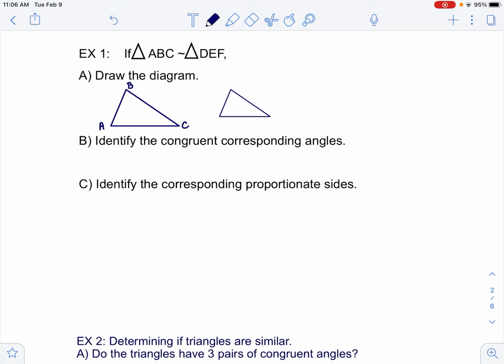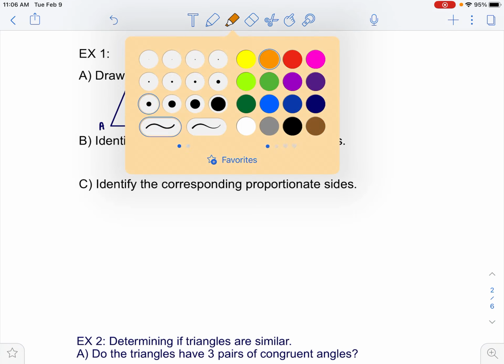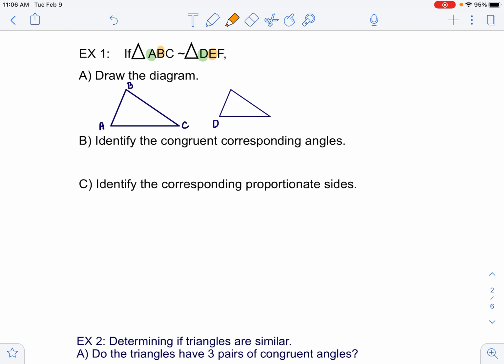But I also want to show that. So I'm going to say this is A, B, and C. Now A matches up with D, so I'm going to put D in the same spot. Then B corresponds to E, so I'm going to put E right here, and then this is F. I also want to show that angle A is congruent to angle D, angle B is congruent to angle E, and angle C is congruent to angle F. I'm giving them their own markings. Now the sides I'm not marking congruent because the sides aren't congruent. They're proportionate. Part B says identify the congruent corresponding angles.